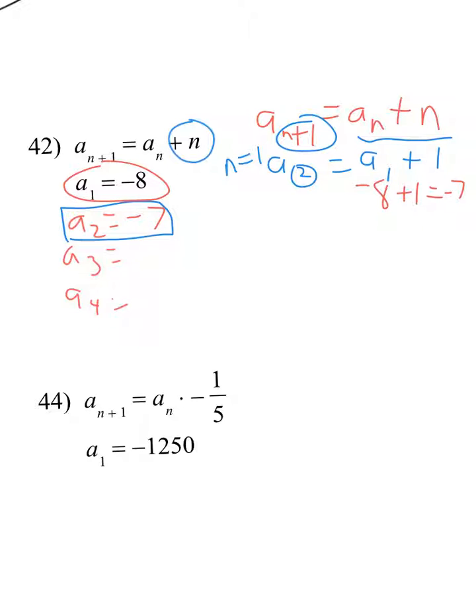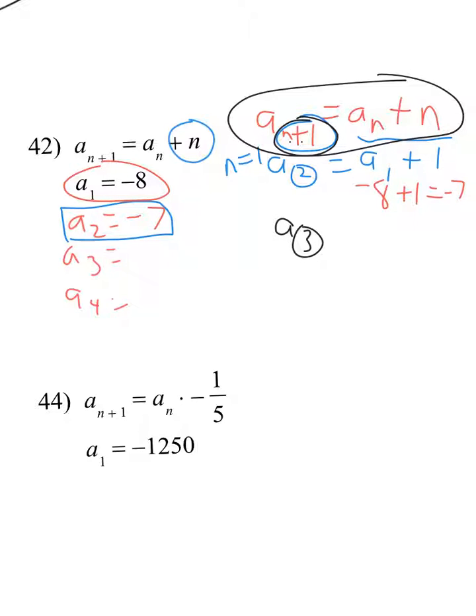Now I'm going to find A3. Go back to your recursive formula. I have to get A3 down here. So what plus 1? N plus 1 has to equal 3. So n is going to be 2. So that means every place I see an n here, I'm going to put a 2. So on that first subscript, but I also need to put 1 here. So now I'm going to add 2 to my second term, A2. Well, A2 was negative 7. Add 2, it's negative 5. So this one is negative 5.